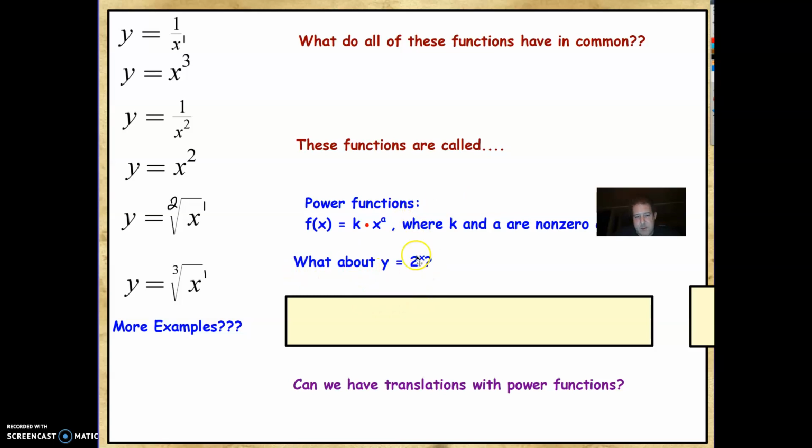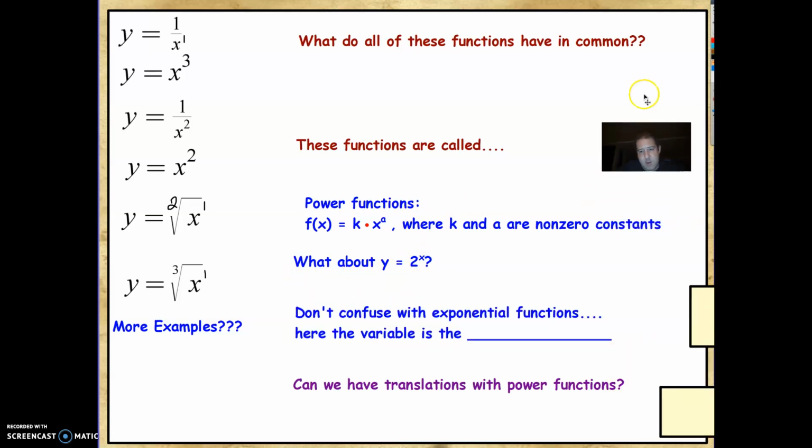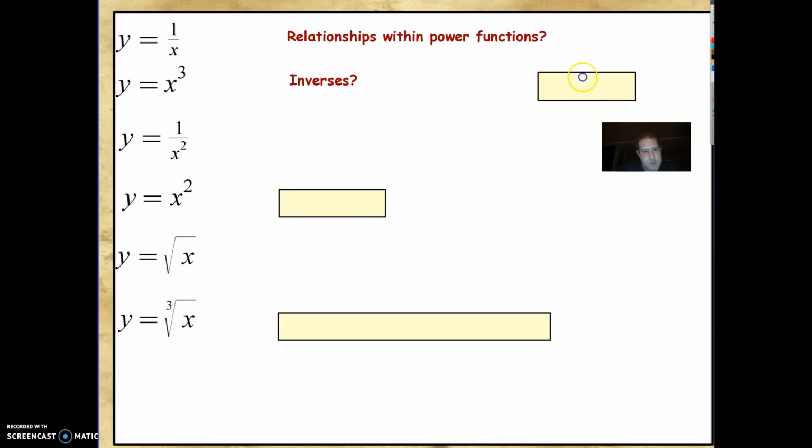So what about 2 to the power of x? That's when x is an exponent, and those are called exponential functions. So not to be confused with these. These are x to a power of, or the reciprocal of, which we'll see here in this next slide. So there are some inverses in here.